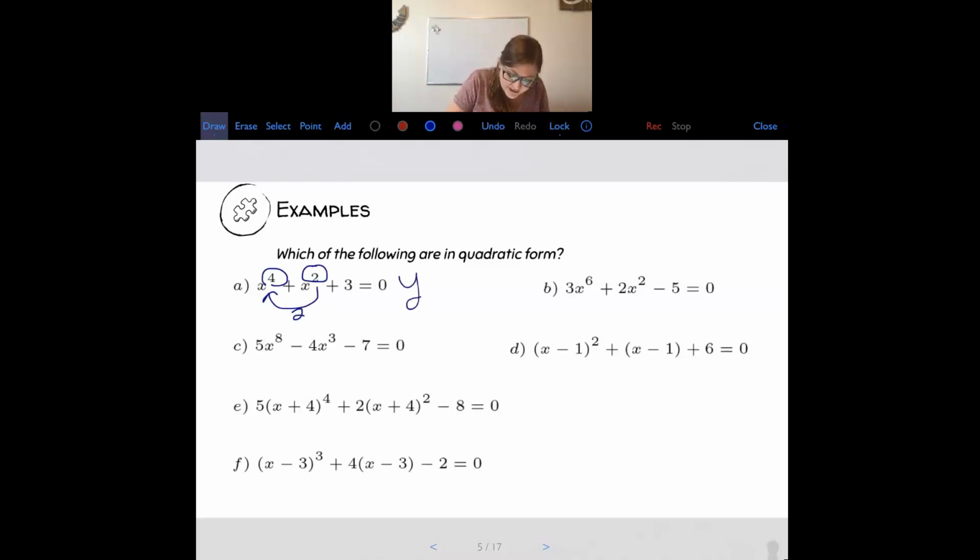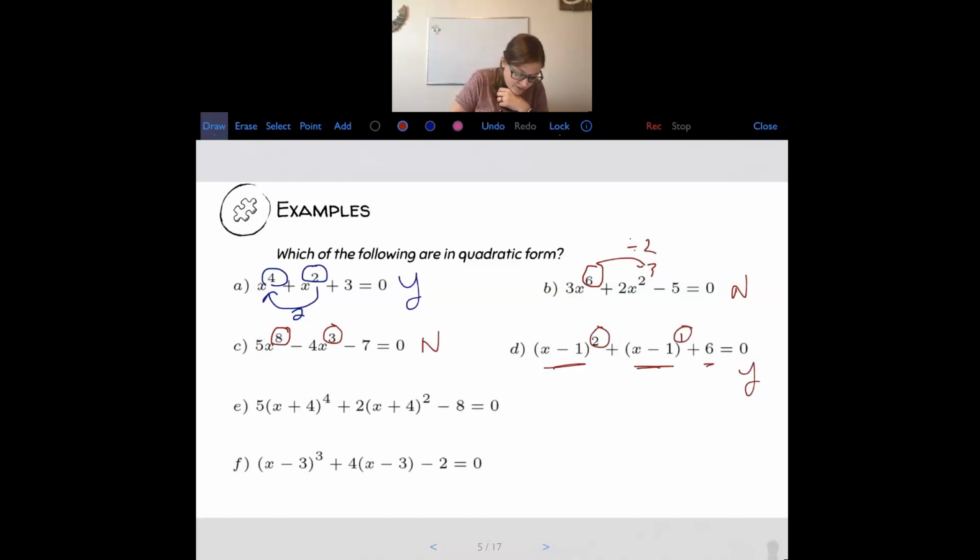Example B, we have 3x to the 6th plus 2x squared minus 5. If we divide 6 by 2, we would get 3. So this one would not be in quadratic form. Okay, and you'll see that as we do the examples and the substitutions, how these are working. Example C, we have 8 and 3. This is not in quadratic form. Example D, we have something squared plus something plus 6. If there's no exponent, you can assume it to be 1. And in this case, the base is x minus 1. So because of this 2 and 1, this is in quadratic form.